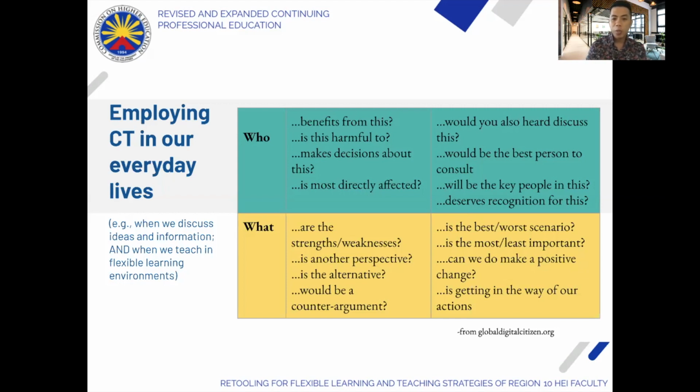And the last what question is, what is getting in the way of our actions? Perhaps it could be our biases. Perhaps there's a part of us that is resisting. Like for instance, when we're doing flexible learning environments, right? A lot of our teachers perhaps are resisting, and it's because they're afraid to explore other ways of doing things. And how do we actually address that problem or concern?